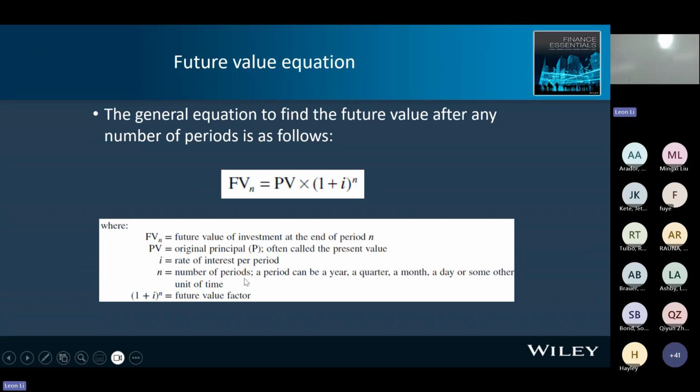Please note, the period could be a year, a quarter, or month, or day, or some other unit of time. We will discuss the compounding frequency issue later. So N is the number of periods, and 1 plus I with power of N is the future value factor. So today's money, after N periods, will become PV times 1 plus I with power of N.